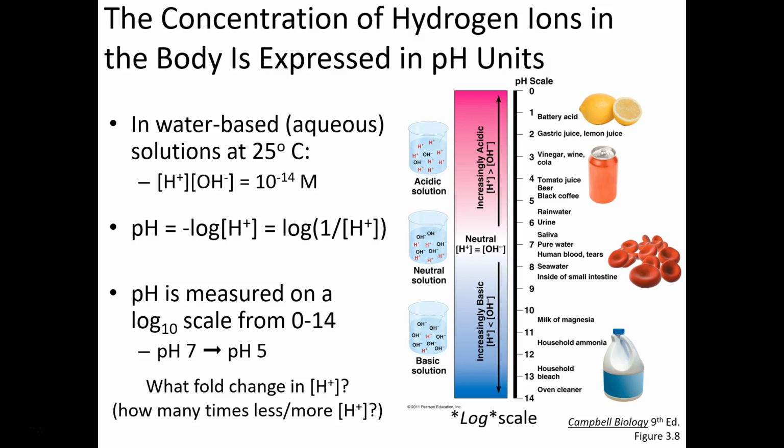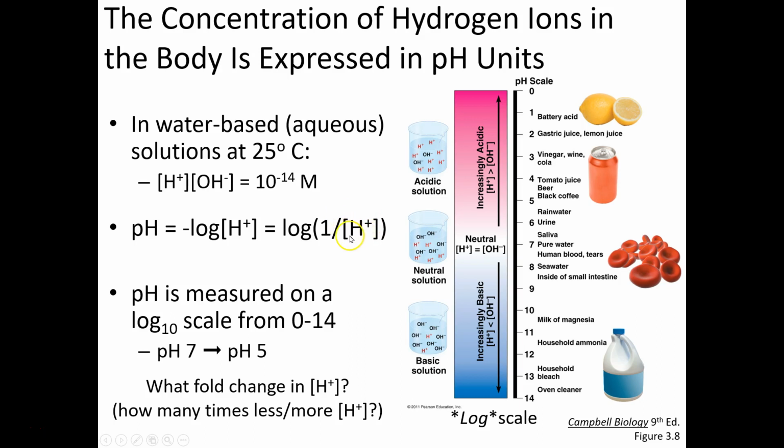Now, a couple other things about solutions. Solutions are sometimes expressed by the concentration of hydrogen ions. And the hydrogen ion we express in pH units. The formula for pH is the negative log of the concentration of hydrogen ion, or the log of 1 over the concentration of hydrogen ion.